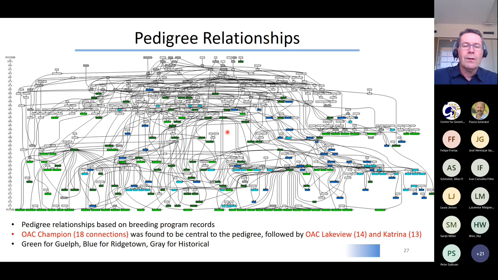The green is for Guelph. Anything you see in the green rectangle is a variety developed by Guelph. Anything in the blue was a Richtown cultivar, and the gray up here were historical cultivars. So some cultivars appeared in the pedigree of many other cultivars, and OEC Champion had 18 connections alone, followed by OEC Lakeview and Katrina with 14 and 13 connections respectively. So this tells you that some of the parents and cultivars have been used multiple times and produced very successful progeny, which at the same time explains why they have been used repeatedly.